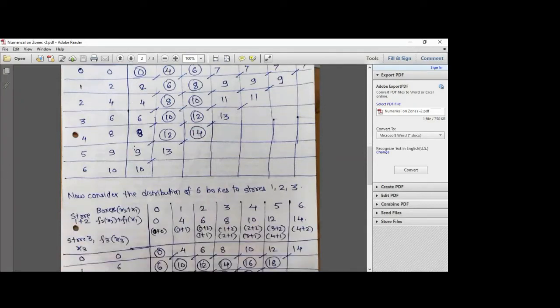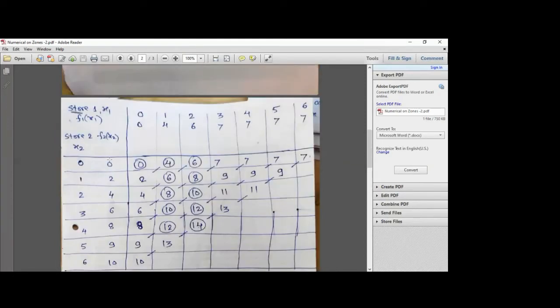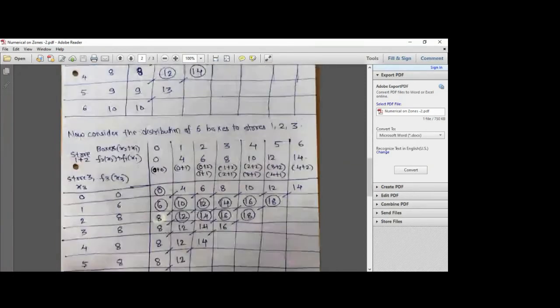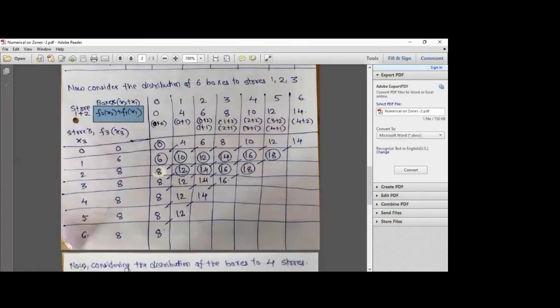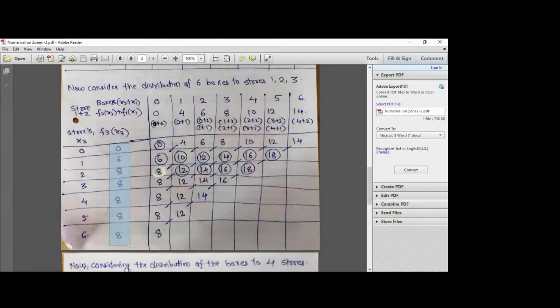Now what I've done is I've considered the distribution of the boxes to all the stores, that is stores 1, 2, and 3. In the upper half, I have only considered store 1 and store 2 here, so the boxes will be titled as x2 plus x1, and the profit will be f2 x2 plus f1 x1. And on this particular slide, I have tried with store 3, and the values here are x3 and f3 x3, right? These values are copied from the input table.